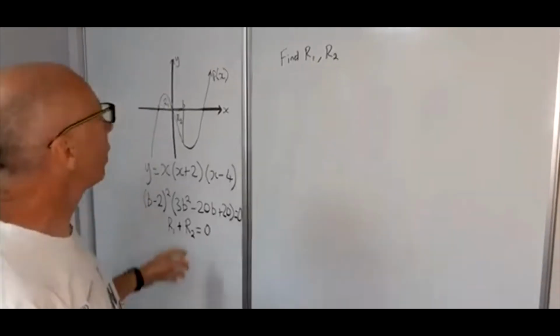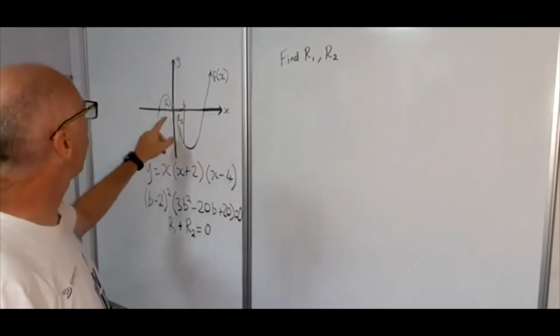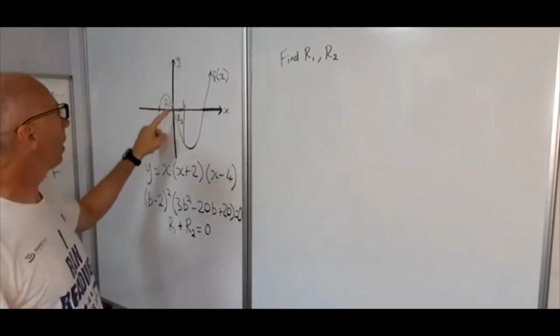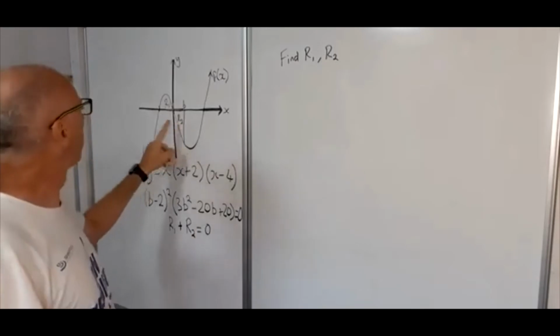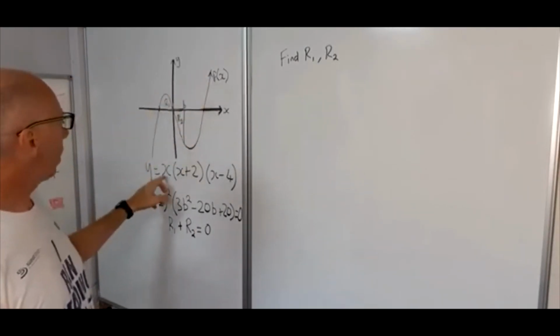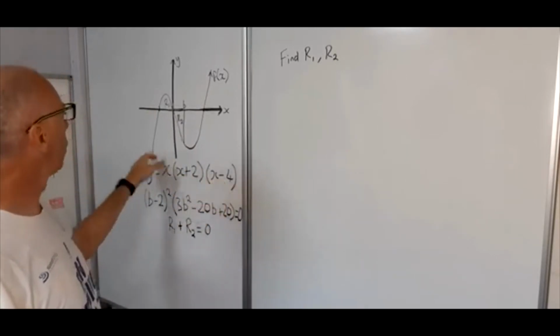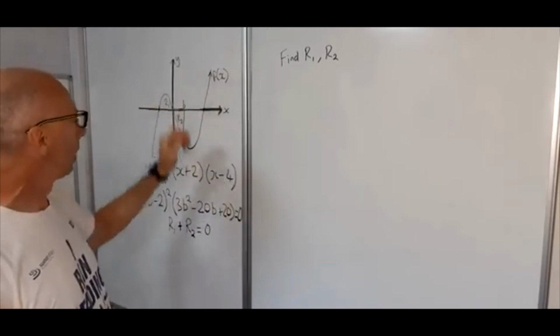Okay, so we've got a question here. We need to find R1 and R2, two regions on this graph. R1 here and R2 here. Now this curve is given as the function y equals x times (x plus 2) times (x minus 4). So that's that one there.